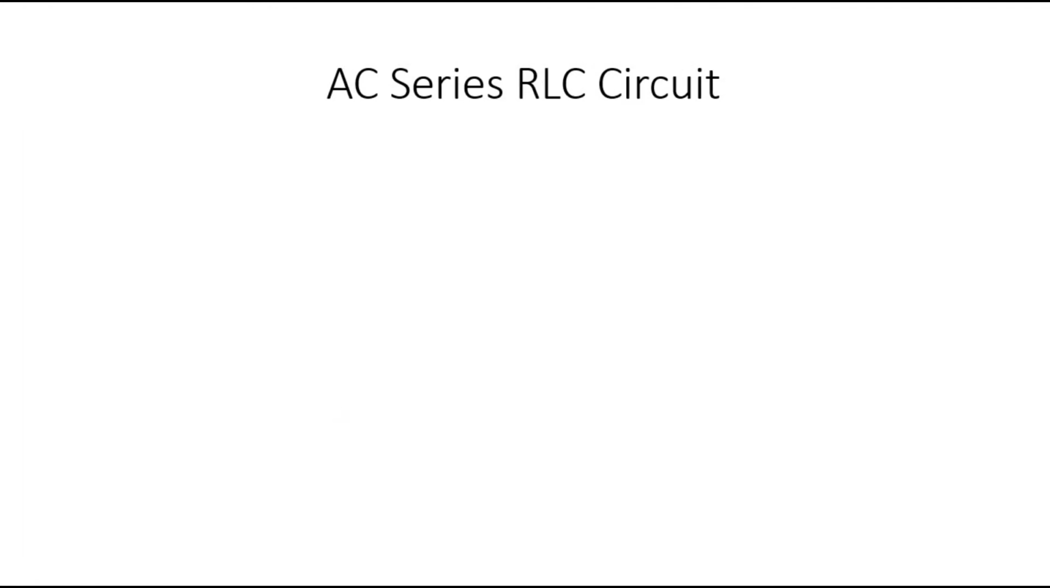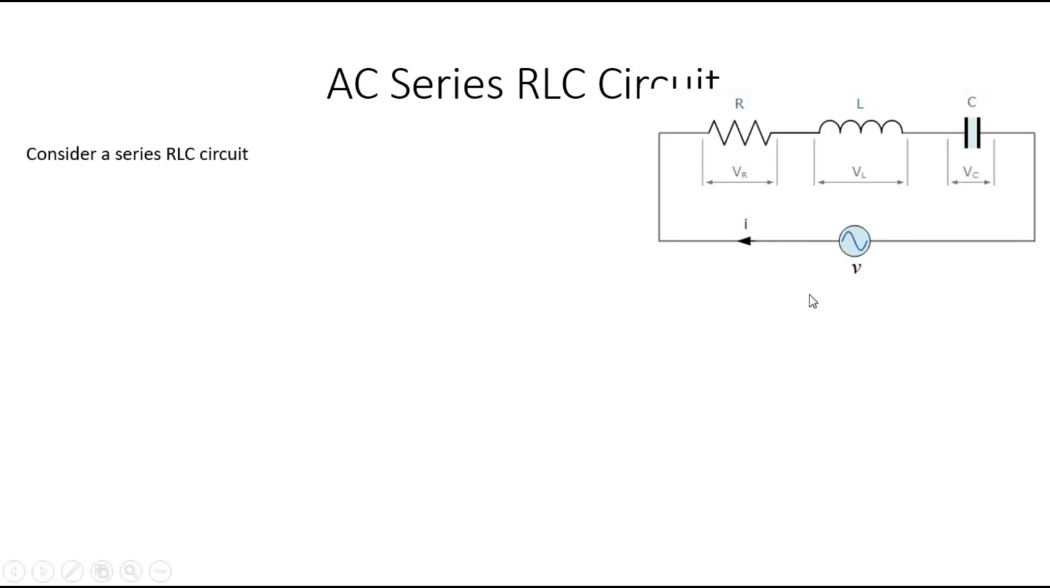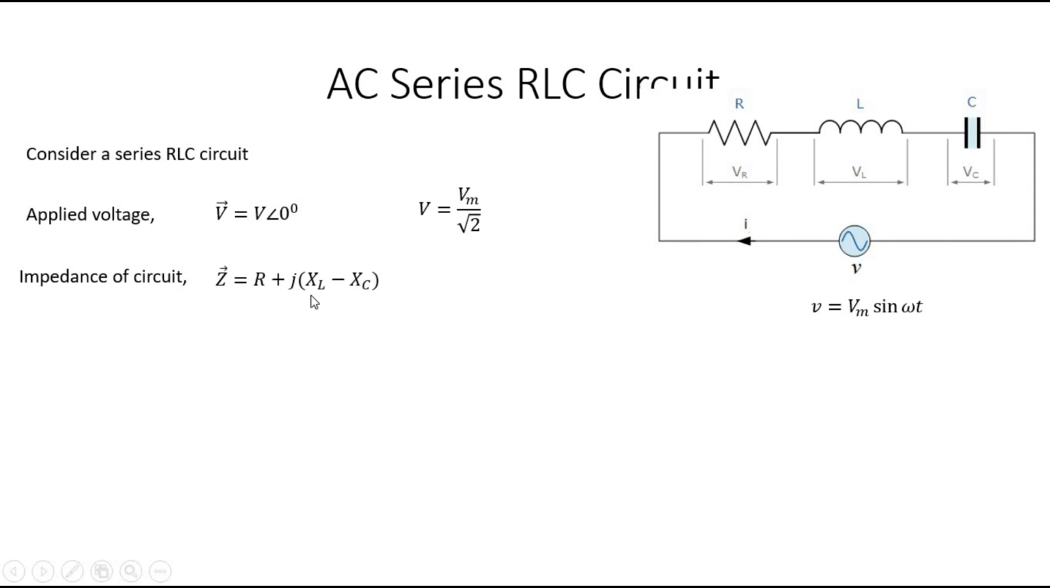Next we can discuss the AC series RLC circuit. In the RLC circuit, there will be R, L and C, and we will be applying a sinusoidal voltage Vm sin omega t across it. So the applied voltage will be V angle 0, where V is Vm by root 2, the RMS value. The impedance of the circuit: R will be only the real part, L has JXL, and C has minus JXC. So it becomes R plus JXL minus JXC, where XL equals omega L and XC equals 1 by omega C, the inductive and capacitive reactances. Then we can put X equal to XL minus XC.